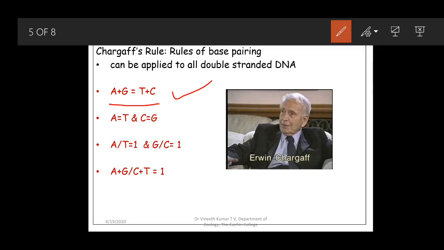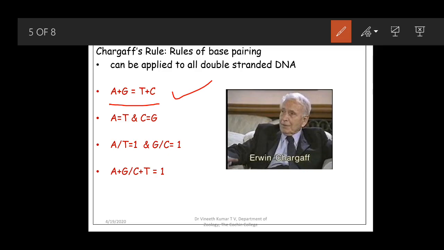The same thing, because adenine pairs only with thymine, the number of adenine will be equal to the number of thymine, and guanine will be equal to the number of cytosine. So the same thing can be taken in another manner. The ratio of the number of adenine to the number of thymine, because they are equal, will be 1. The same can be applied with guanine and cytosine.